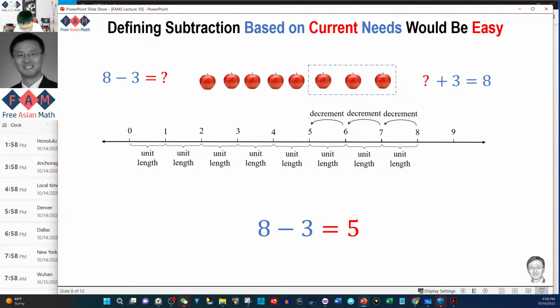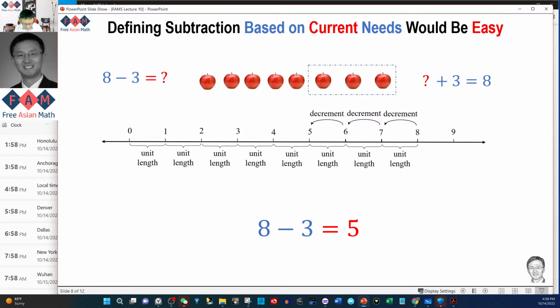We have 8 apples. We remove 3, or in the abstract, we have 8. We want to subtract 3. What shall we get? We know whatever we get, it should meet the inverse addition operation, which is this number plus 3 should give us back 8. And if that's the case, on the number line we do decrement, decrement, decrement, and this new operation, subtraction, should give us 5. Otherwise, there's something wrong with the definition.